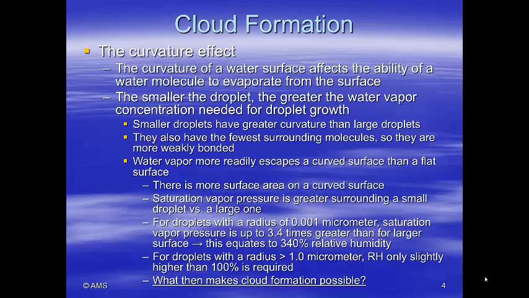So smaller droplets have greater radius of curvature than large droplets. They also have the fewest surrounding molecules, so they're more weakly bonded when they start to coalesce. And by coalesce we mean sticking together. Water vapor more readily escapes a curved surface than a flat surface, mainly because in a curved surface there's more surface area.